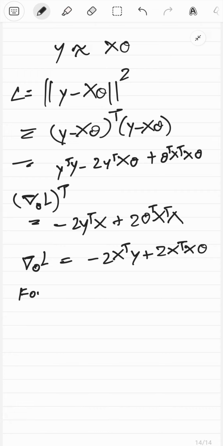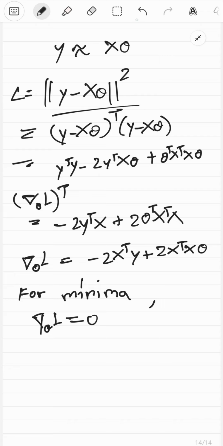For minima, and by the way, this will actually have a global minimum because it's a convex function in terms of theta, but forget about all that. For minima we'll have nabla theta L equal to 0. And yes, it's a convex function, so it will necessarily be a minimum and not a maximum.